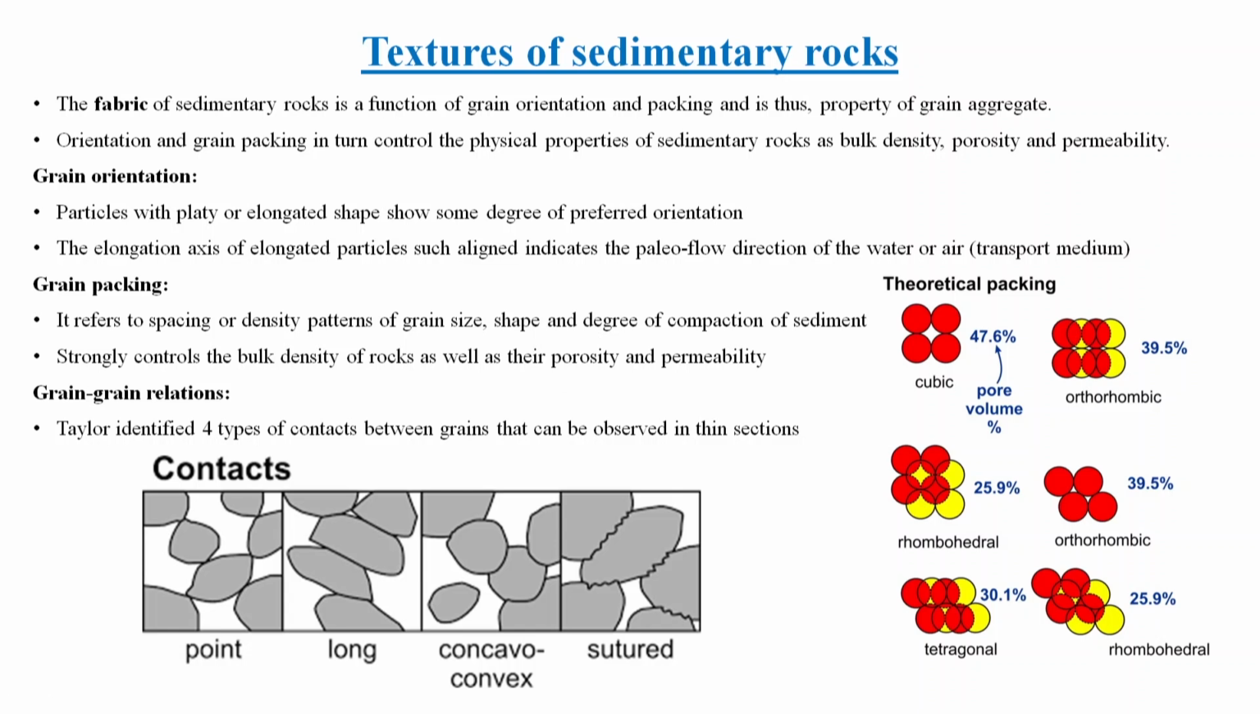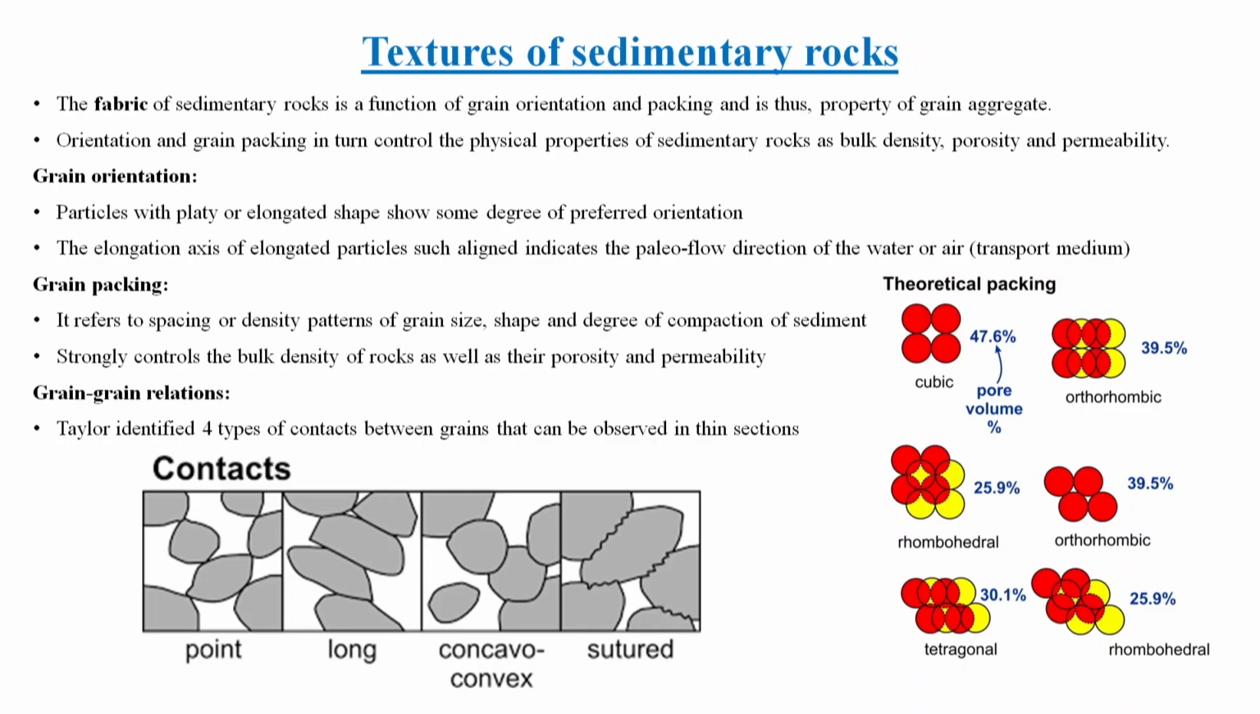So, your packing strongly controls the bulk density of the rock, and it also controls your permeability. Permeability is the number of connected pores that are present in a rock. It is not always necessary that a rock having high porosity has high permeability as well, or the other way around, that a rock having high permeability also has high porosity.